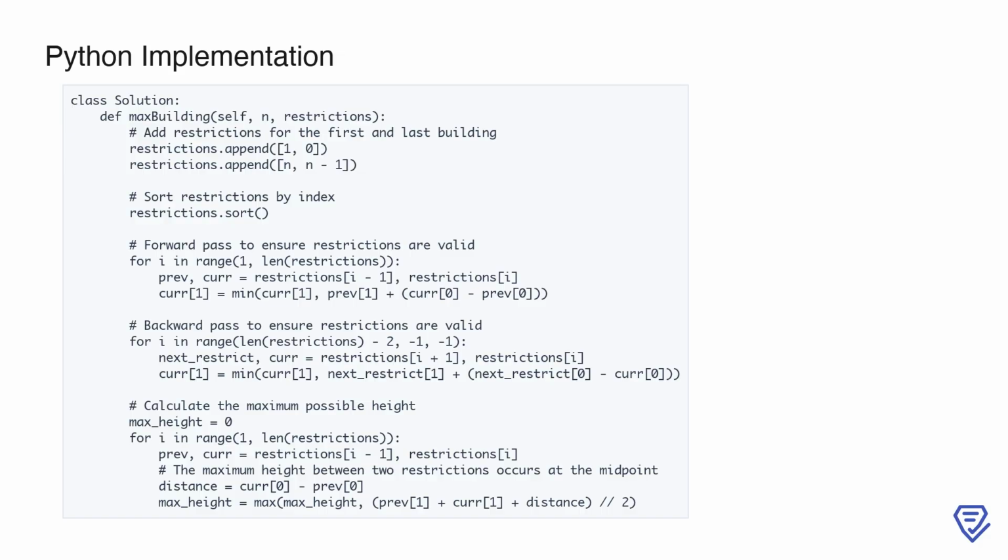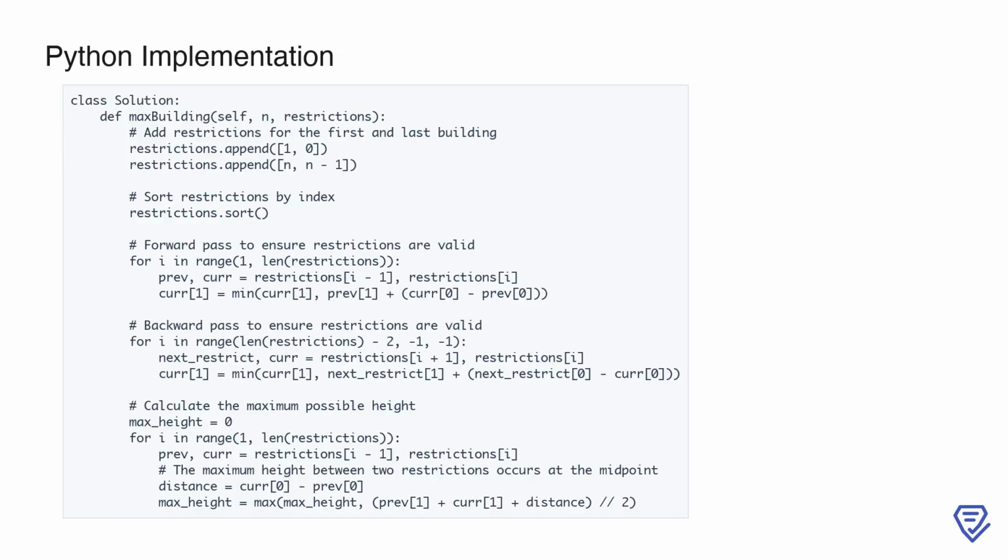Now, we perform a forward pass through the restrictions list. The purpose of this step is to enforce valid height constraints as we progress through the list. For each restriction, we calculate the maximum allowable height by considering the current restriction's index, the previous restriction's height, and the distance between them. This ensures that no building exceeds the permissible height based on the constraints given so far.